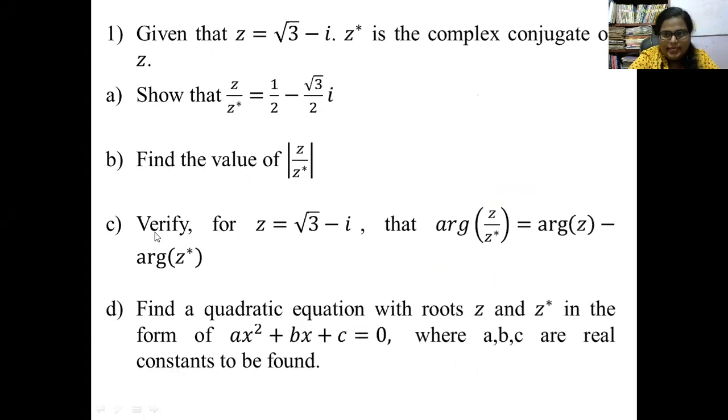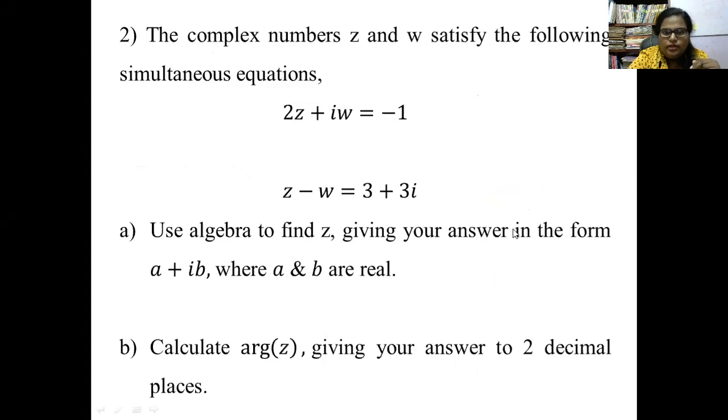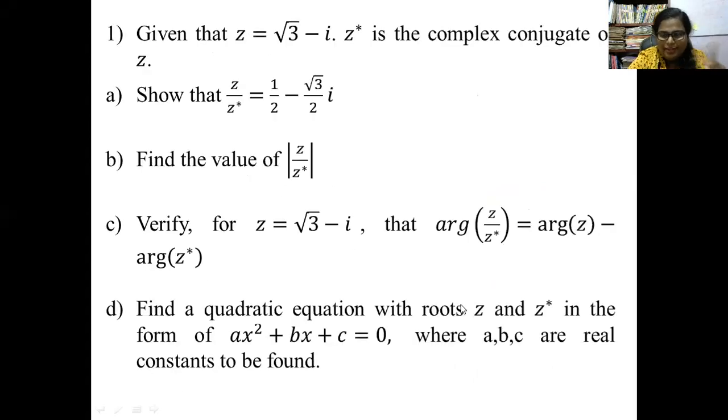So in part C, it is given to verify, for z over square root 3 minus I, that arg of this division of two complex numbers equals arg z minus arg z star. You know that this is a result you have learned in your lecture. If there is a division of two complex numbers, then we can give the arg value of the division as the difference of the arg values of each other. It is just like logarithmic rules.